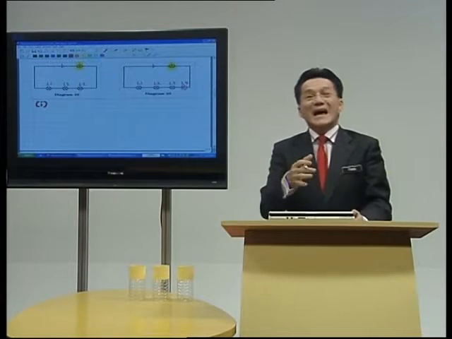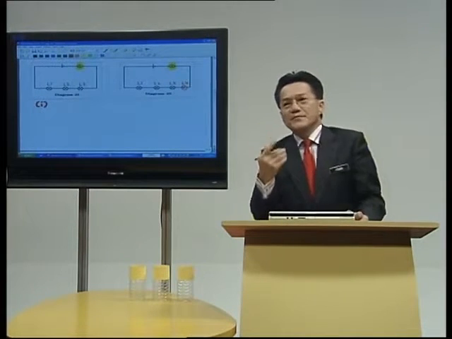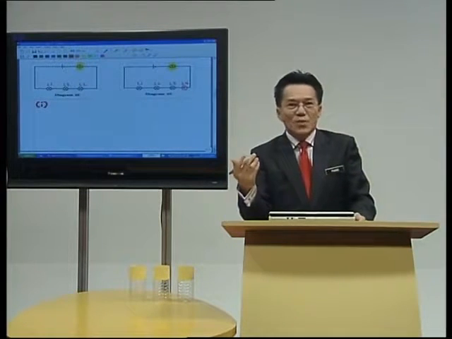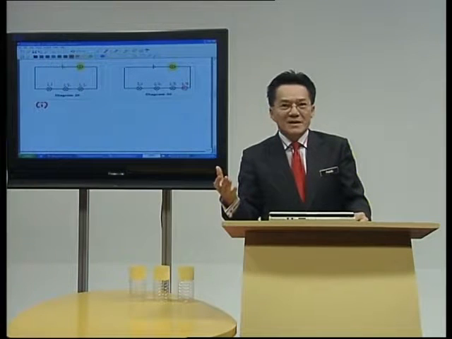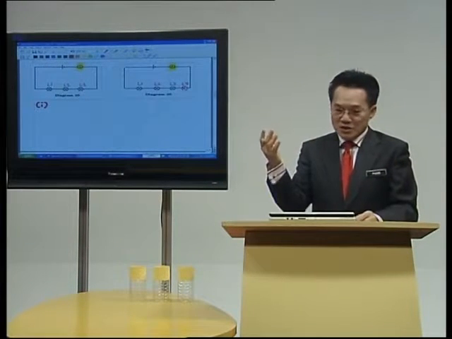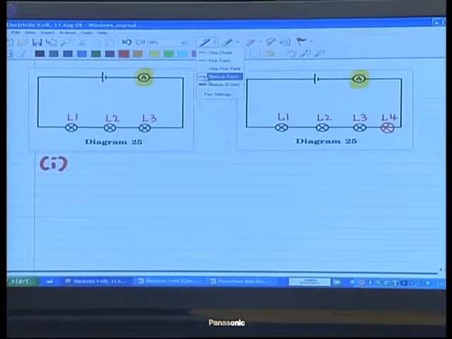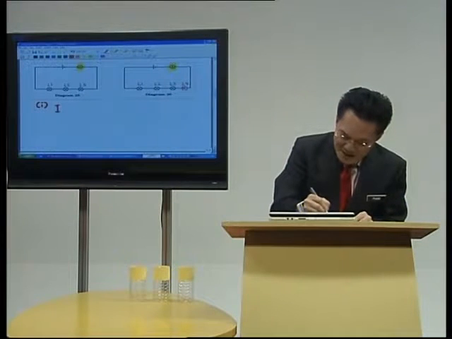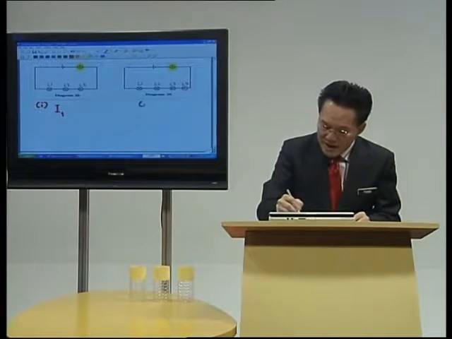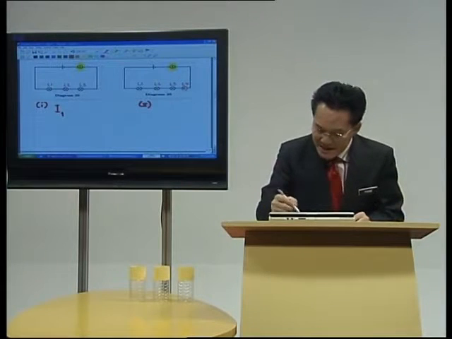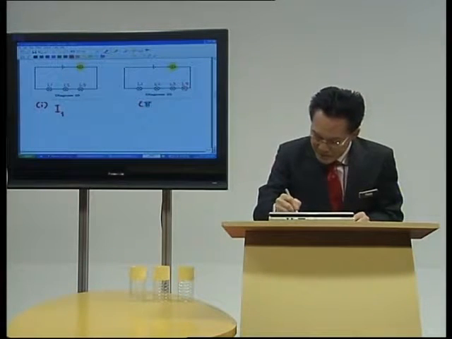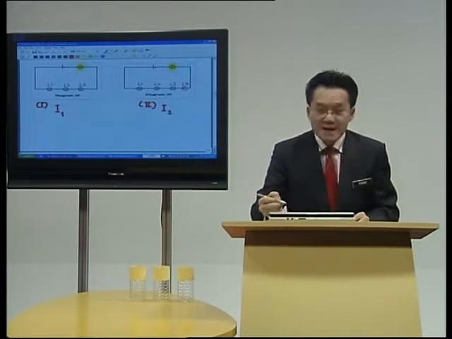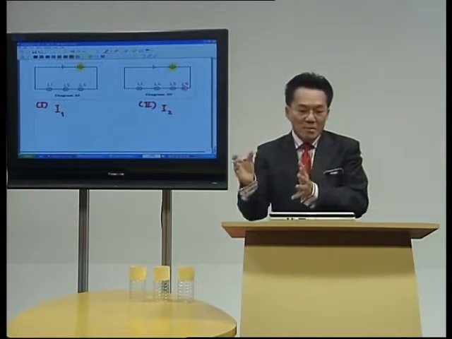So we are talking about the ammeter reading. Now please tell me, what is the quantity? What do we mean by ammeter reading? Very good, you say current. So we know that we are actually dealing with the current. We want to calculate what is the current in the first diagram and what is the current in the second diagram. Basically, we want to compare.